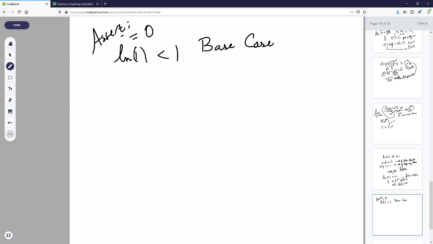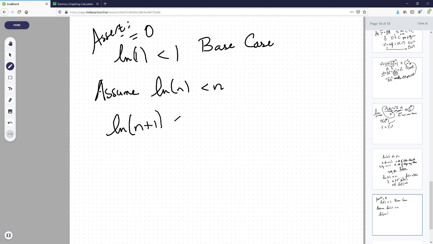And so what we're going to do is we're going to say, okay, therefore assume that the natural log of n is less than n. And so now what we need to show is that the natural log of n plus 1 is less than n plus 1. This is really not the best way to do it. I mean, we can do it this way, but this is definitely not necessarily the best way. Is this true? We want to know if this is true.